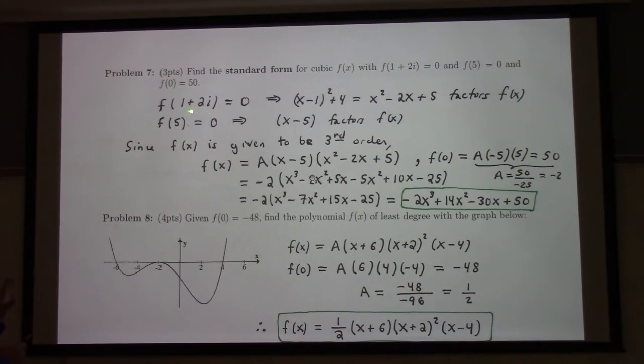If we have 1 plus 2i, we're looking at alpha equals 1, beta equals 2 in my alpha-beta setup, remember? So that gives me (x minus 1) squared plus 4 is a factor of the polynomial. And if I multiply that out, that gives me x squared minus 2x plus 5 as a factor of f of x. On the other hand, we have that x minus 5 is a factor of f of x because f of 5 is 0. So that's just the plain old garden variety factor theorem, right?